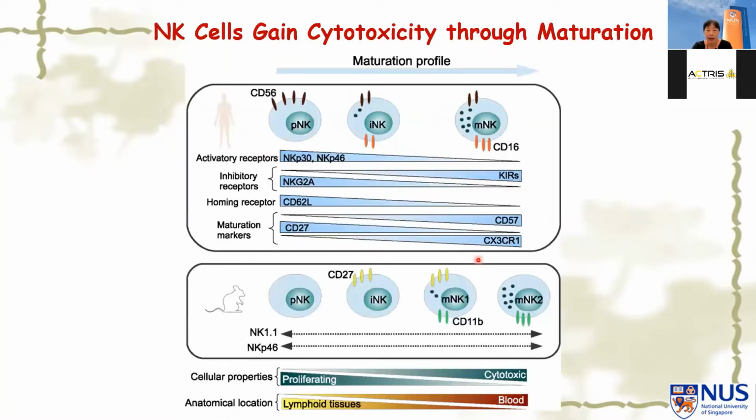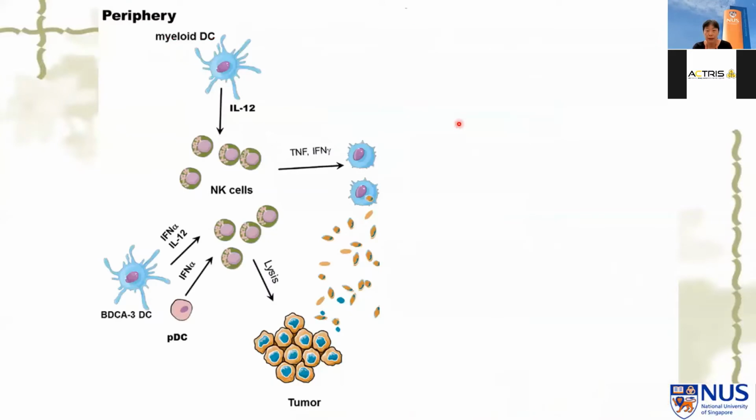So during NK maturation, they actually become more and more cytotoxic. In both human and mice, when they mature and get to the periphery, they lose proliferative capacity and gain their killing activities. I also want to mention that they have high CD16 expression, which is the Fc receptor, and they also have a lot of cytotoxic granules, so they become better killers.